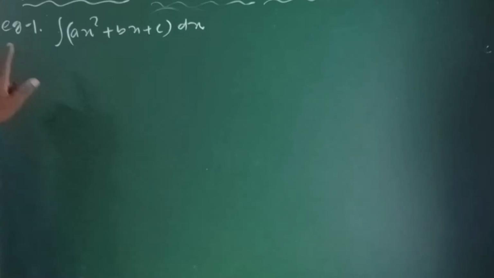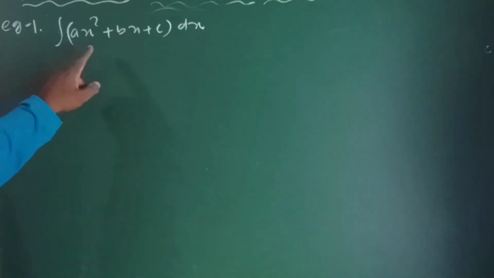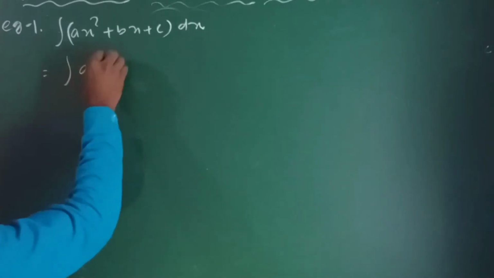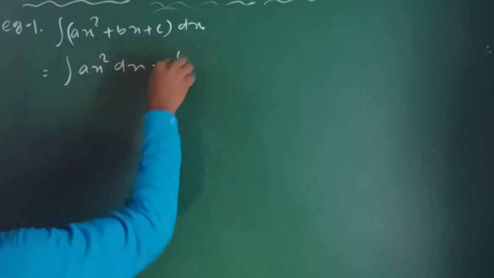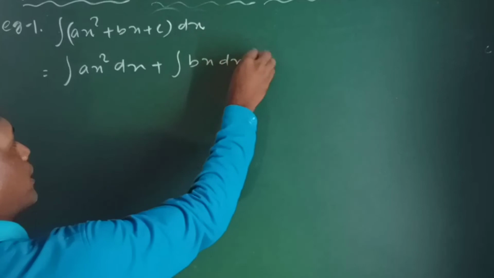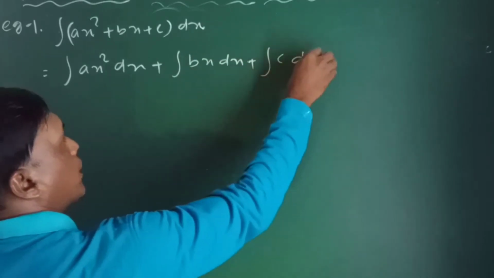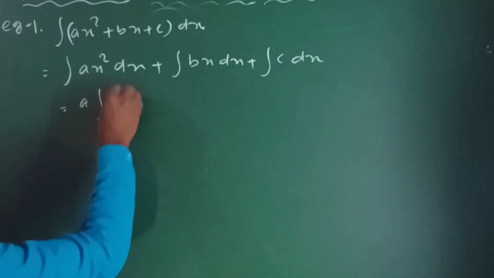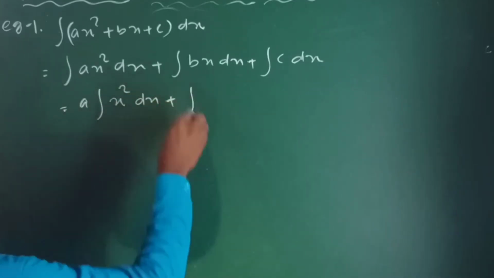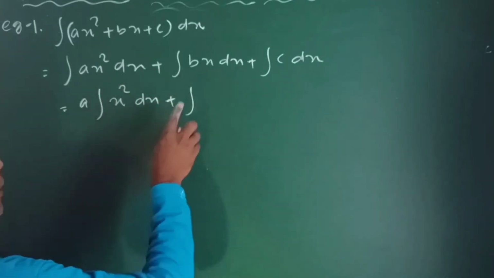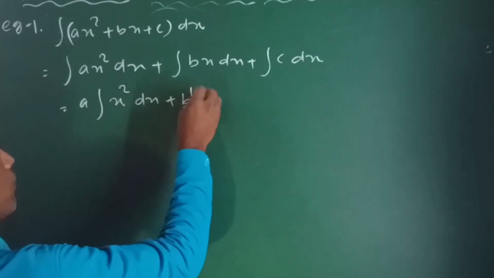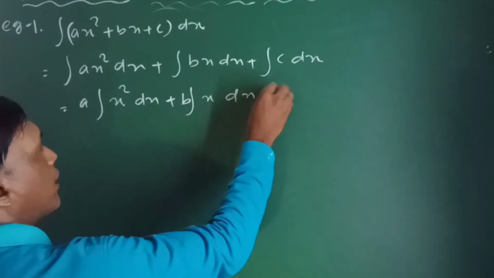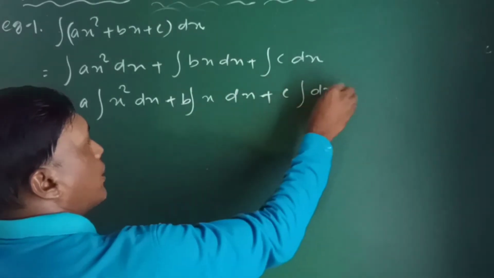Problems on integration. The first question is to integrate ax square plus bx plus c with respect to x. Now this is integration of ax square with respect to x plus integration of bx with respect to x plus integration of c with respect to x, which implies a is constant here, so a into integration of x square plus b is constant here, b into integration of x, and c is constant here, dx.